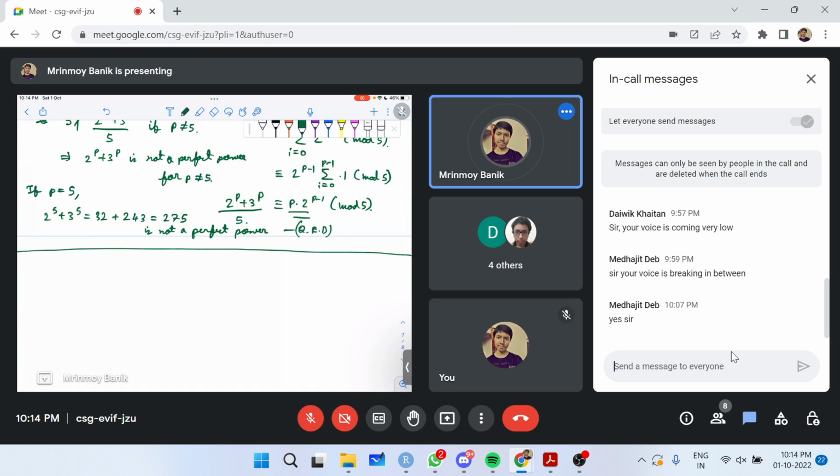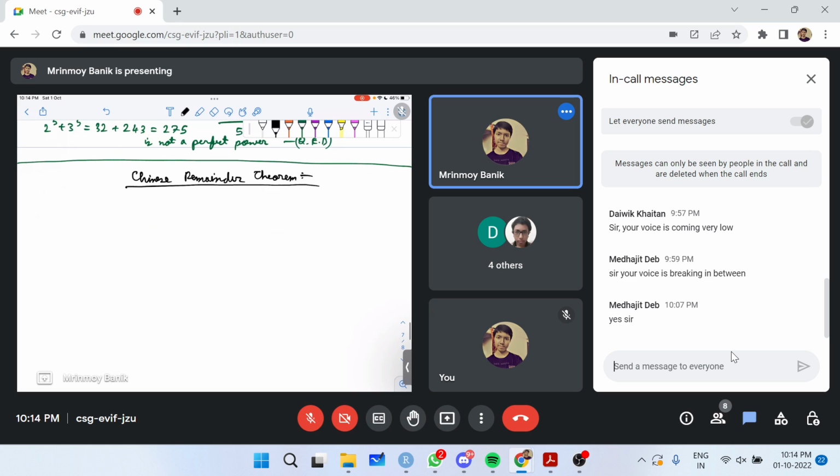If not, let's move on to the next theorem, the Chinese remainder theorem. So this is a very old theorem. Actually, we sometimes unconsciously use this theorem when we were in junior school.